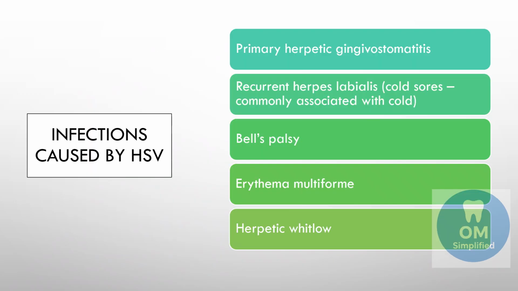Herpes simplex viruses can present in different forms. The first episode is called primary herpetic gingivostomatitis, while later reactivations appear as recurrent herpes infections. They can also lead to Bell's palsy, erythema multiforme, or herpetic whitlow.